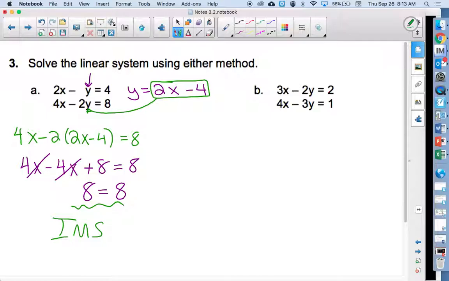If you end up with a statement that says 8 equals 9, that's not a true statement. Then there would be no solutions. So 8 equals 8 is a true statement, infinitely many solutions.